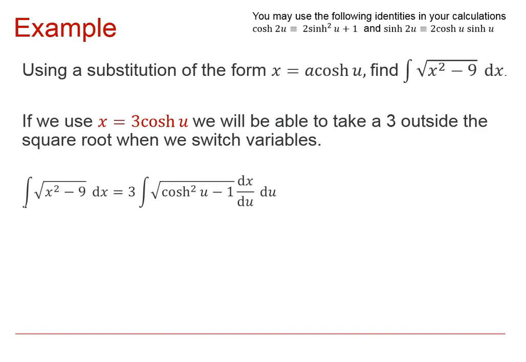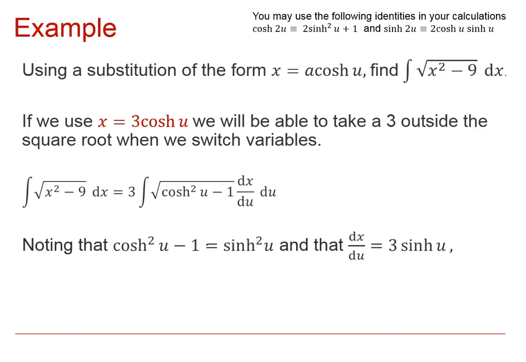So we can rewrite this integral using substitution as the integral of the square root of x squared minus 9 dx is equal to 3 times the integral of the square root of cosh squared u minus 1 dx/du du. This part here is so that we can change our integral to integrate with respect to u instead of with respect to x. So we know that cosh squared u minus 1 equals sinh squared u from our identities, and we also know that if x is equal to 3 cosh u, then dx/du is equal to 3 sinh u. So we can rewrite this integral as the integral of the square root of x squared minus 9 with respect to x is equal to 9 times the integral of sinh squared u with respect to u.